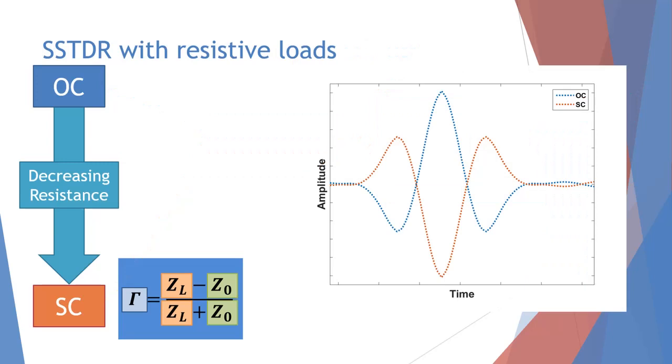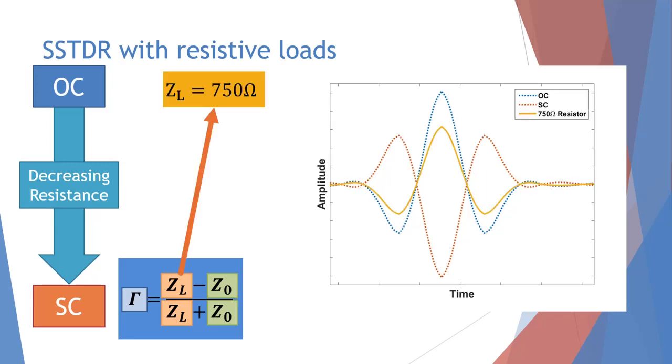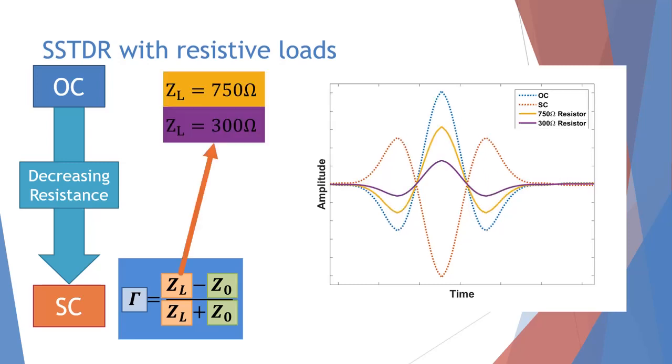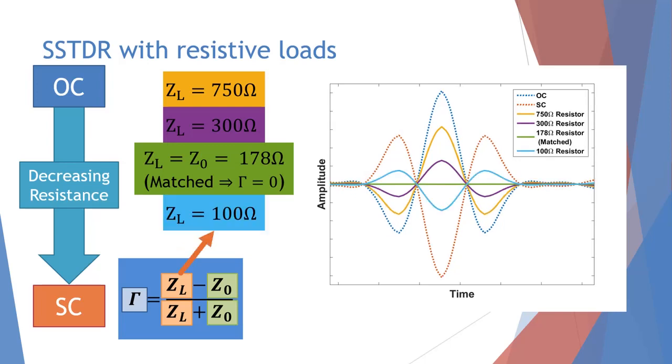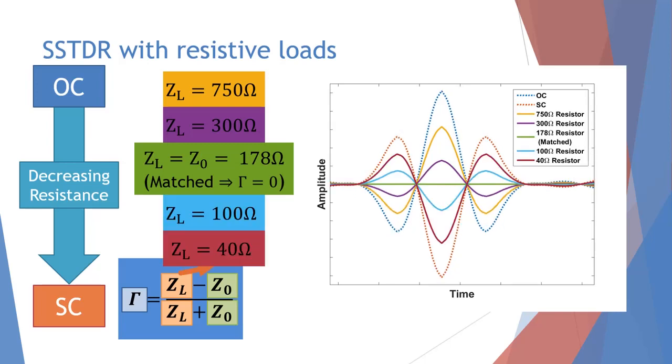Next, I'm going to show what happens when we vary the resistance from a high impedance down to a low impedance. So on the right, you see an open circuit and a short circuit. Those are characteristic of SSTDR. Then we drop down to 750 ohms. And on the way down, you can see that the reflection just changes in amplitude. It doesn't actually change anywhere else in the reflection coefficient.